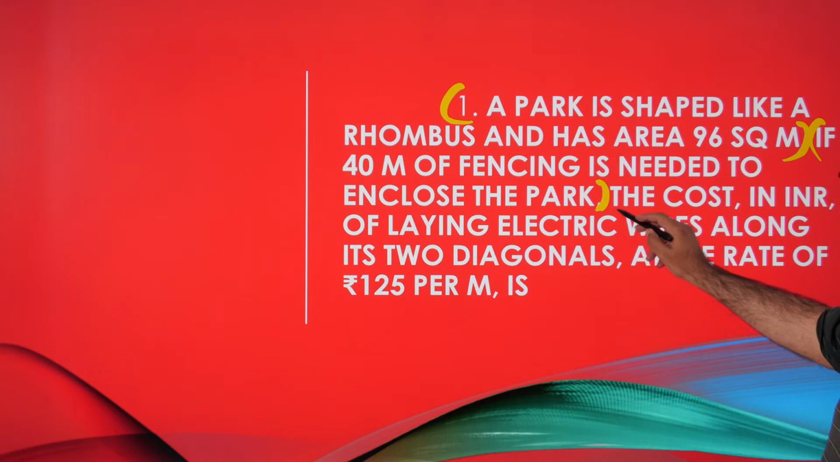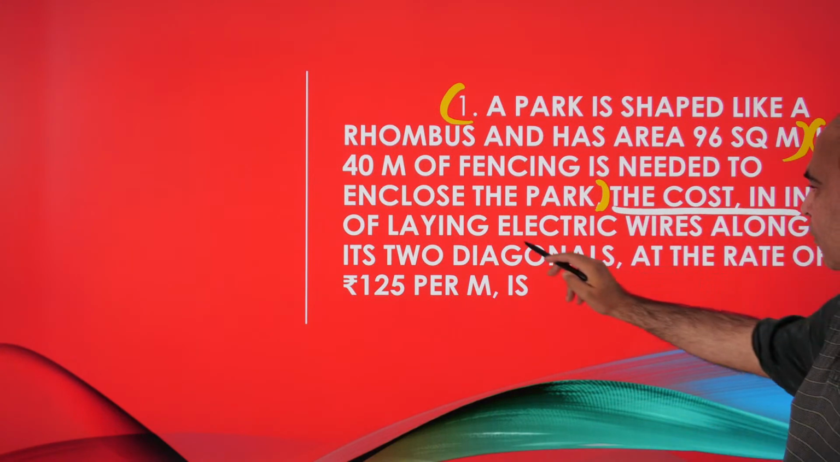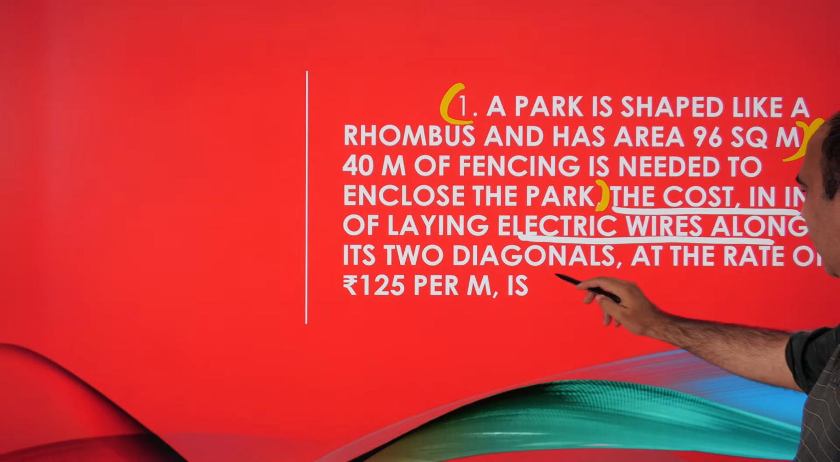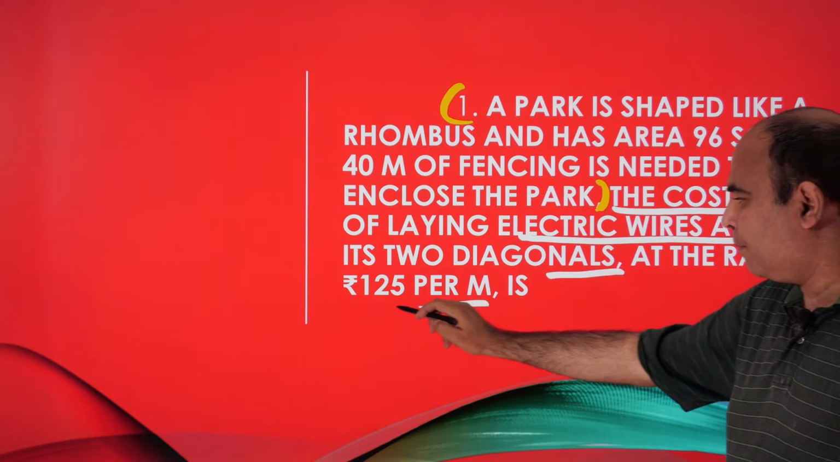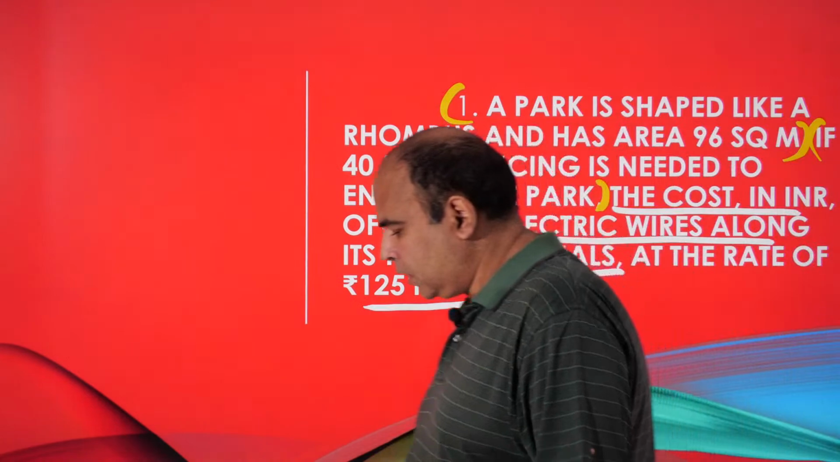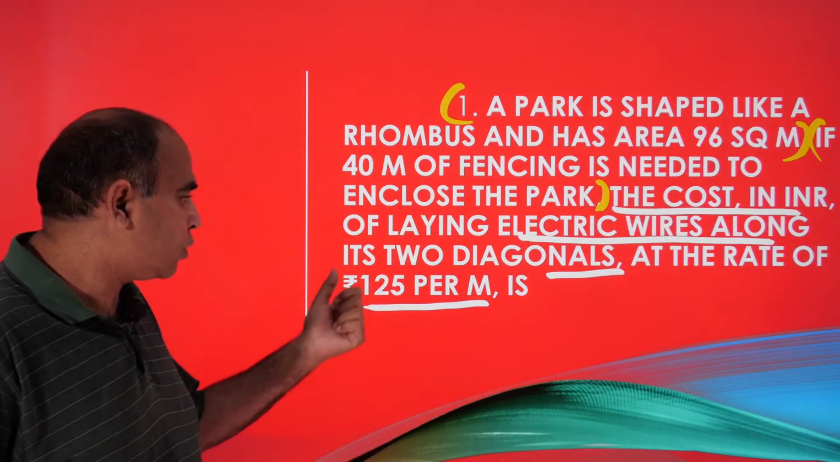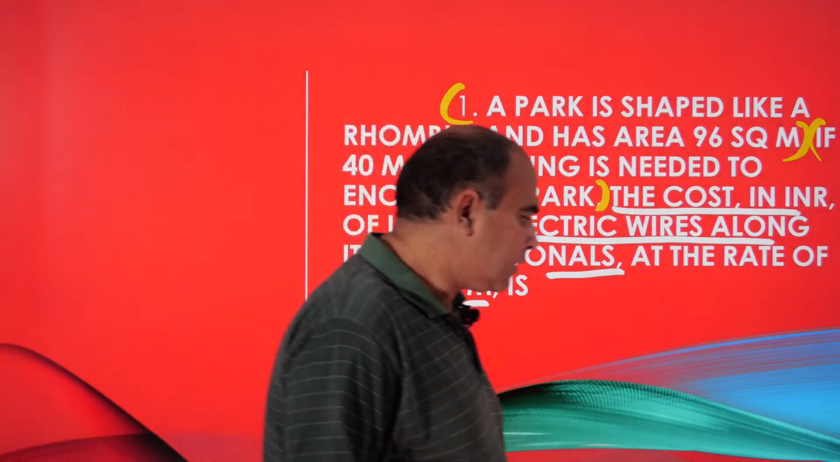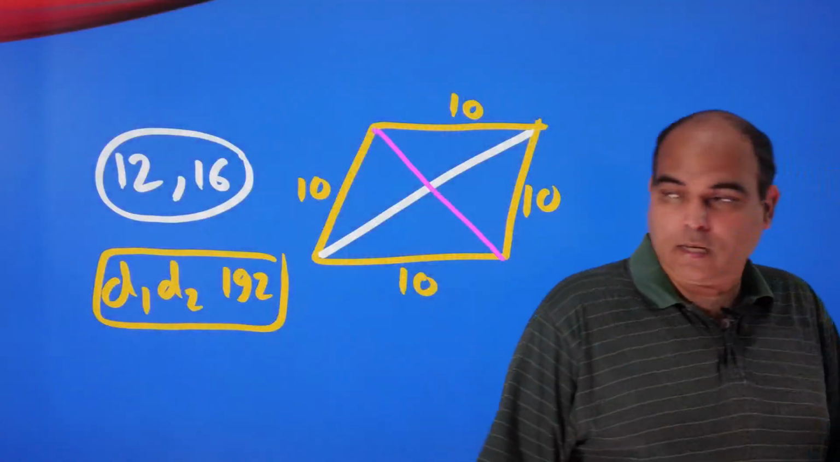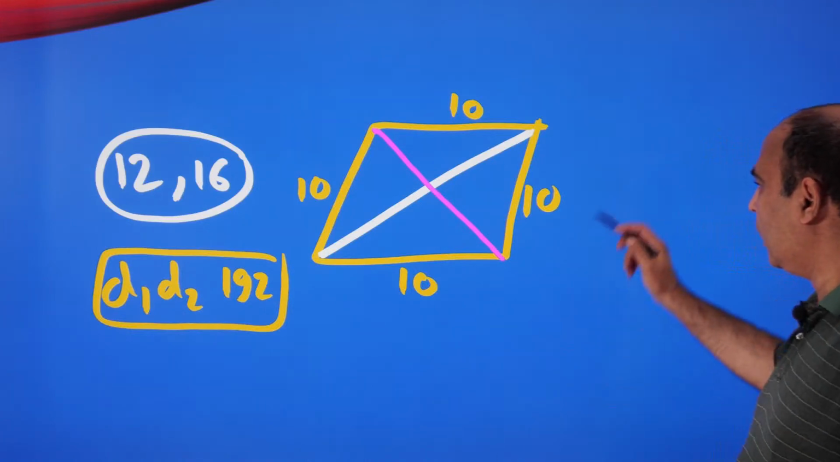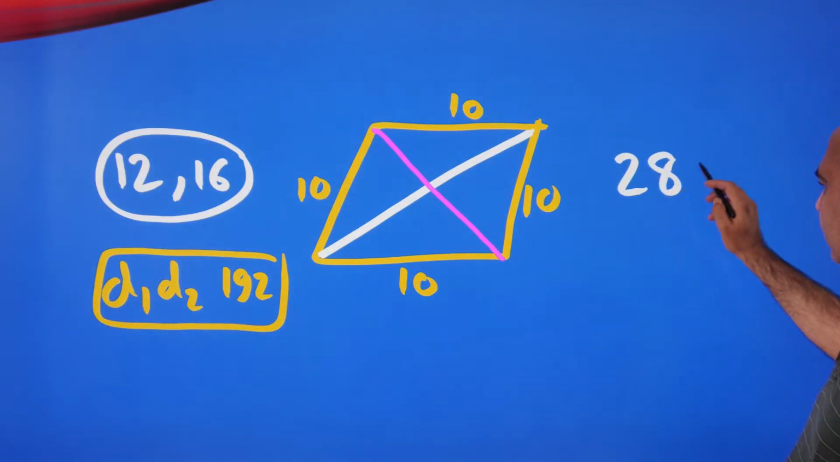And the question is saying here, the cost in INR of laying electric wires along the 2 diagonals at the rate of 125 per meter. What is the cost in Indian national rupees of laying electric wires along the 2 diagonals? So the 2 diagonals, one is 12 and the other 16. So 2 diagonals have a total length of 28 meters.